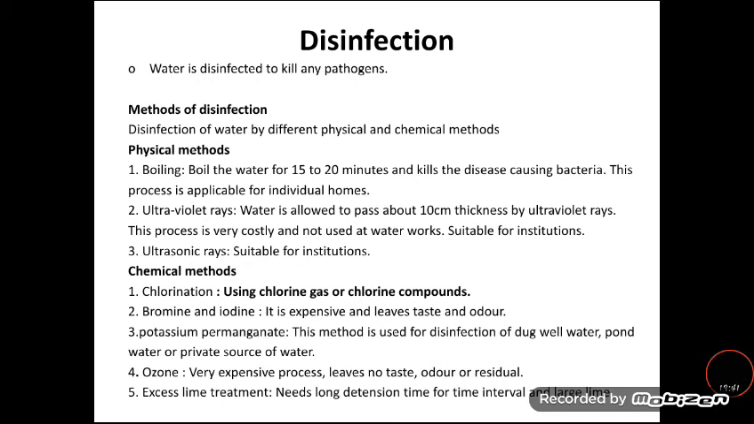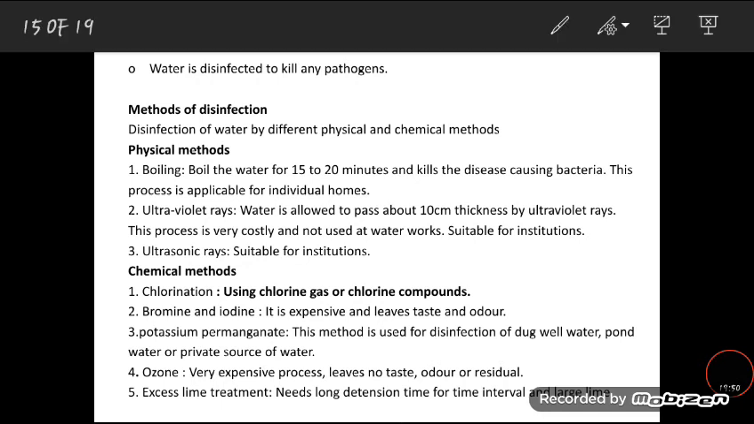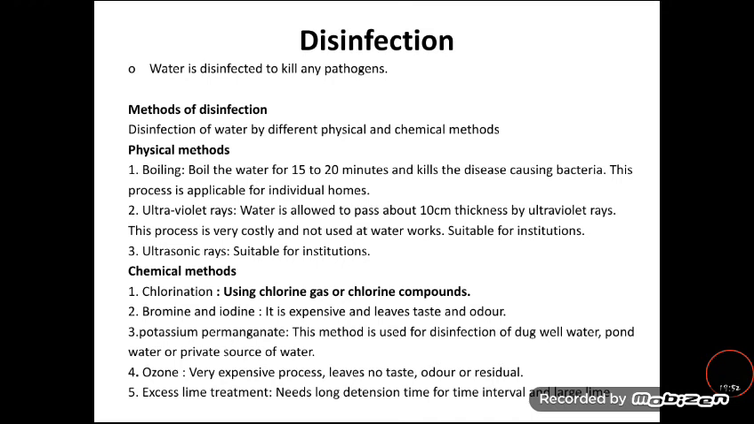Some of the physical methods are boiling, passing ultraviolet rays, and ultrasonic rays. In the chemical methods we use chlorine gas and chlorine compounds, bromine, iodine, then potassium permanganate, and sometimes ozone. Excess lime treatment is also done for the disinfection process.